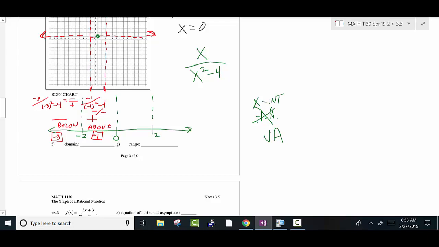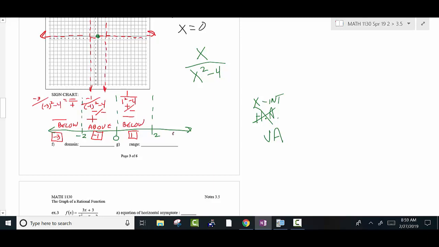And the signs often alternate. They don't have to alternate though. So don't assume they're going to alternate. I see students do that all the time. So the next one, go to 1. Plug in. You would have 1 over 1 squared minus 4. That's a positive numerator over a negative denominator. So that's a negative. Therefore, you're below the x-axis.